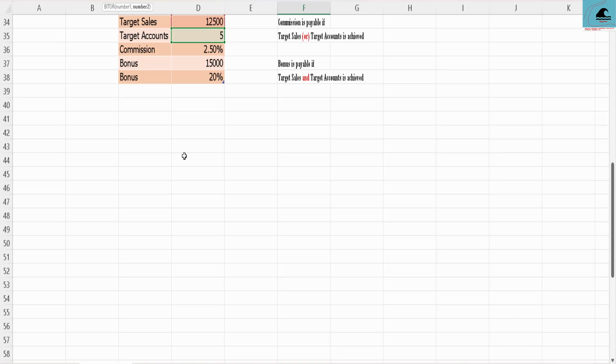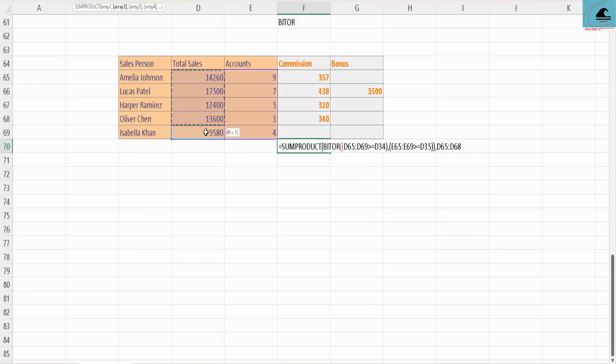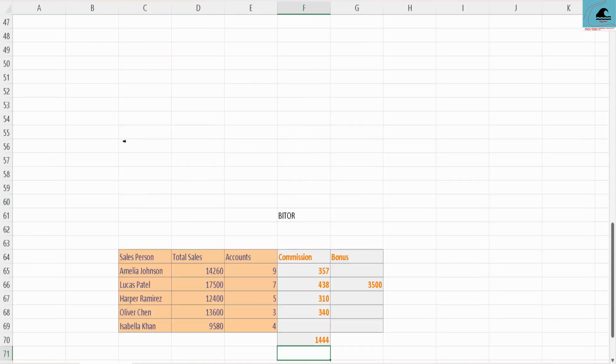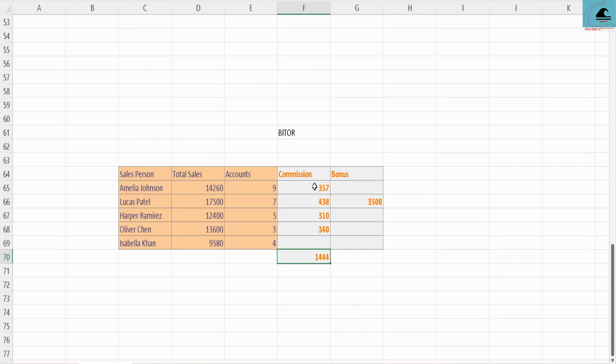In SUMPRODUCT you just select the sales alone. Close this BITOR and come to SUMPRODUCT, where you can select the sales, close the SUMPRODUCT and then multiply it with the commission percentage. You will get the total and it will exactly match the commission we have calculated. The SUMPRODUCT conveys that what we have calculated is correct, and the total commission we can check by adding these four numbers. It will be exactly 1444.